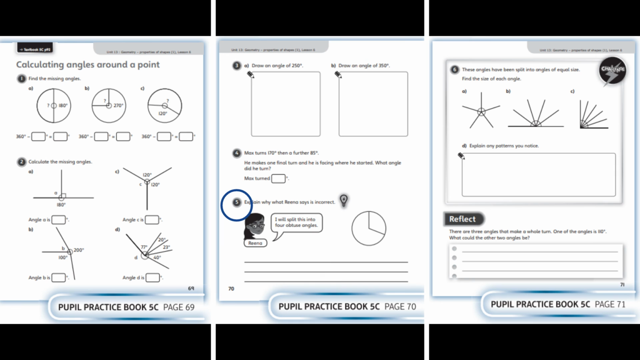For question 5, it's going to require a written explanation. Now for this one, you're going to need to use some critical thinking skills. Think to yourself, what happens when I split a circle into 4 equal parts? That's the only hint I'm giving you.